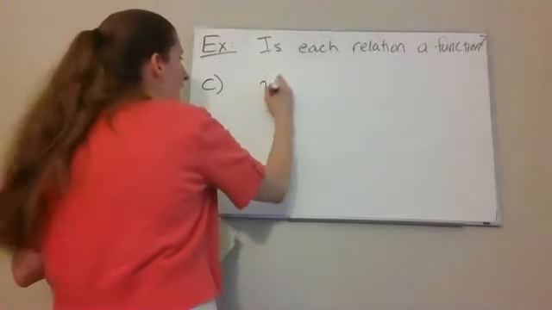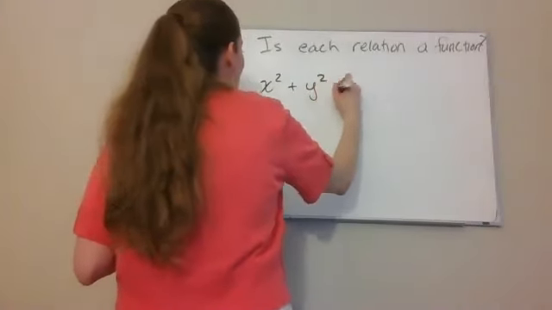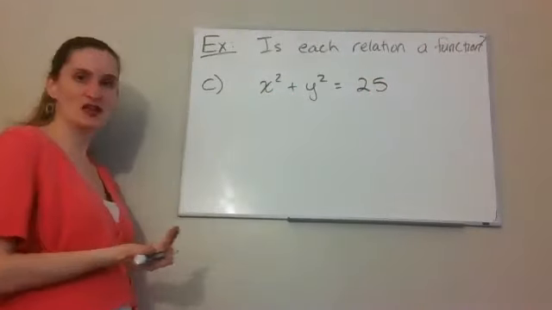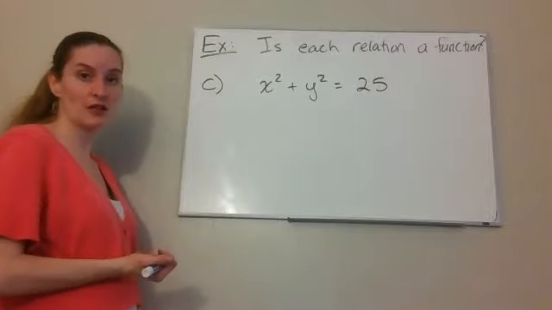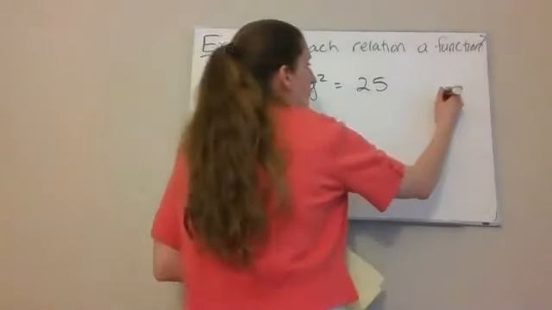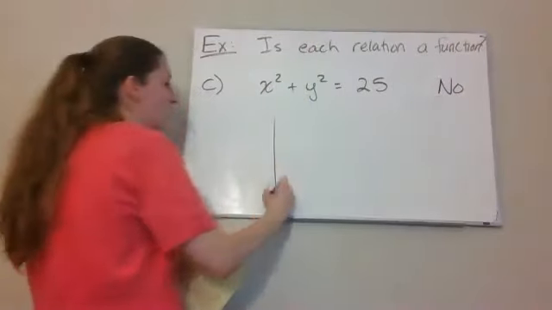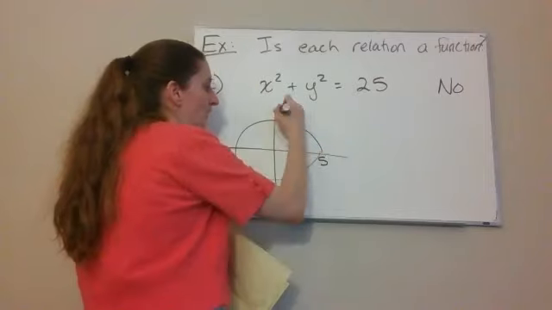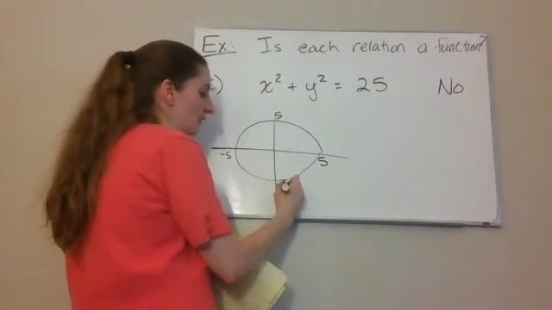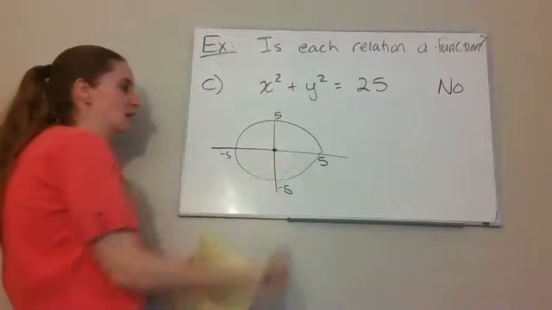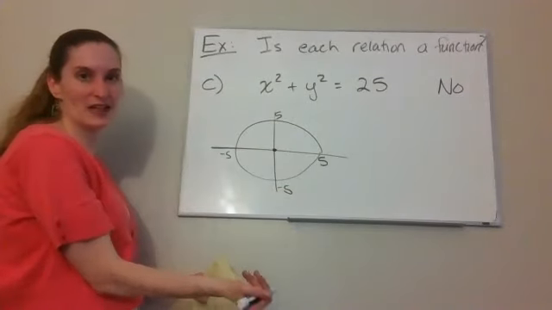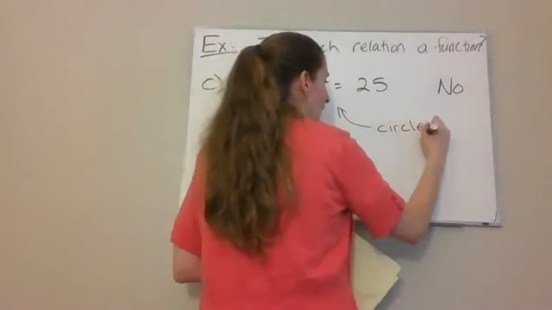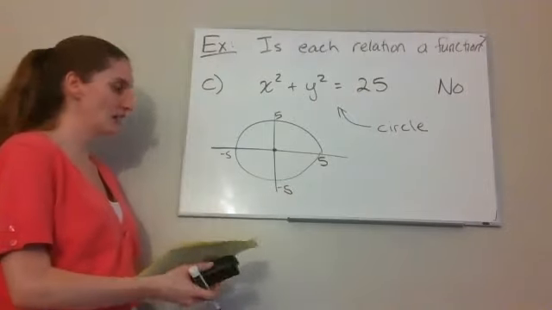Part C, I have x squared plus y squared equals 25. Is that a function? It's a relation for sure, but is it a function? The answer to this is no. If I were to graph this, it's a circle that has radius 5, centered right at 0, 0. So then you could look at the vertical line test and see that this is not a function. So this equation is a circle. So it's not a function.